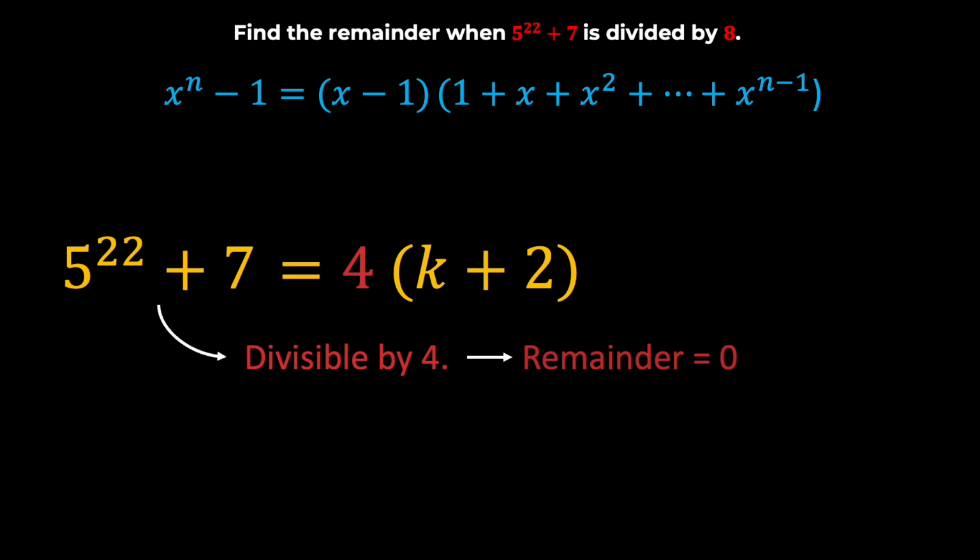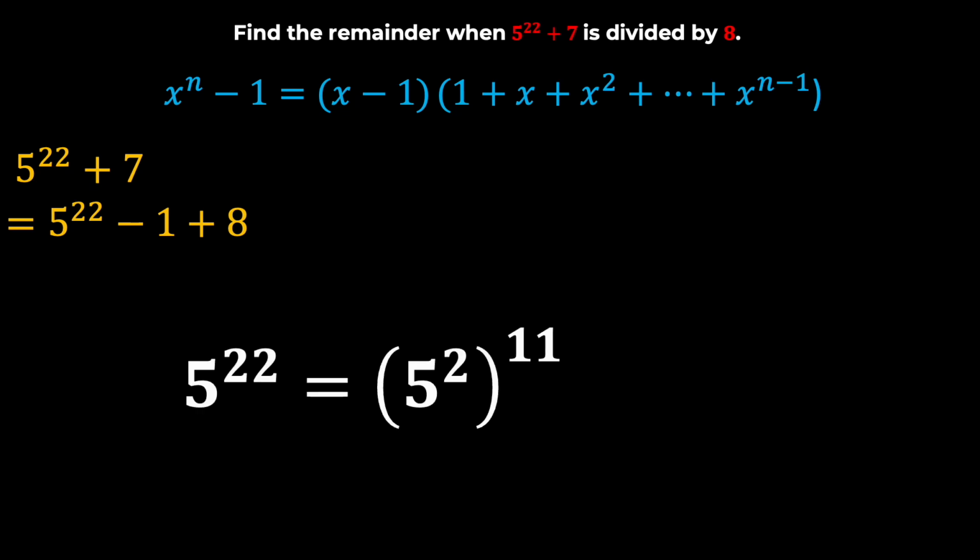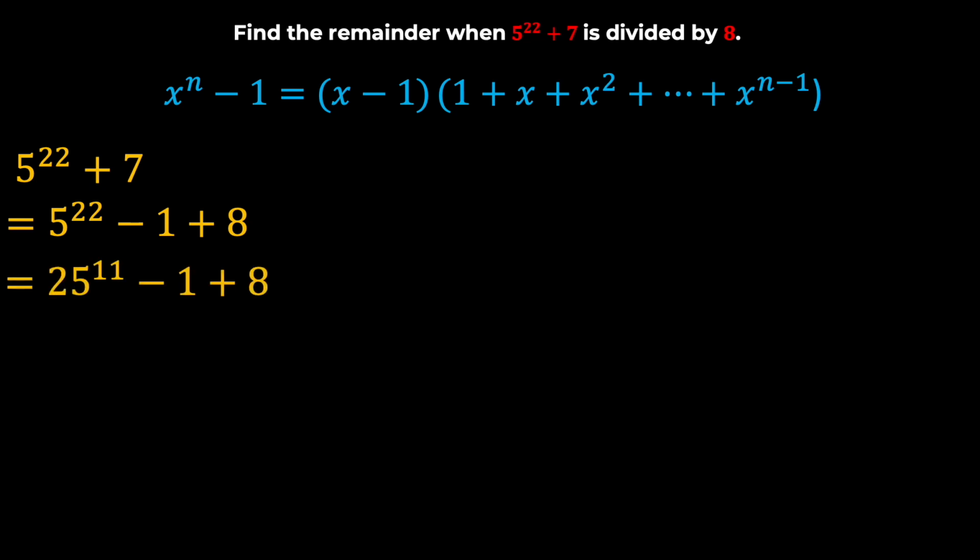So how can we do that? Well, I'm going to do the same thing, but in a slightly different way. Again, I'm going to start with 5 to the power of 22 plus 7, and I'm going to replace 7 with 8 minus 1. So I will have 5 to the power of 22 minus 1 plus 8. But next, I'm going to use the rules of exponents, and I'm going to replace 5 to the power of 22 with 5 squared to the power of 11, which will give me 25 to the power of 11. And I will explain later why I am doing this. So I will have 25 to the power of 11 minus 1 plus 8.